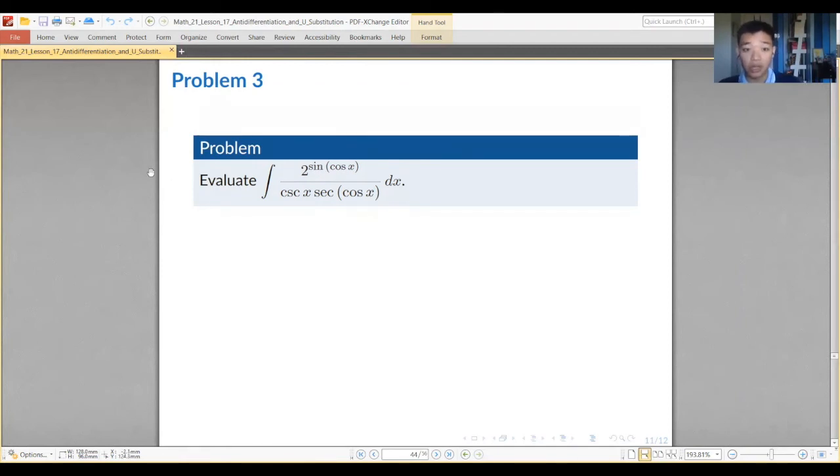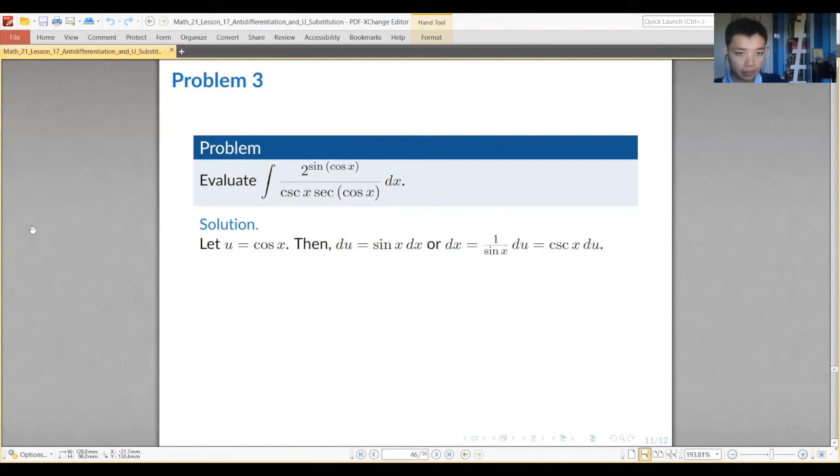So let's use cosine x as our u. Of course, it follows that the du will equal the derivative of cosine x, which is of course sine x, which will be multiplied to dx. If we do manipulation, you'll see here that your dx will be equal to cosecant x du.